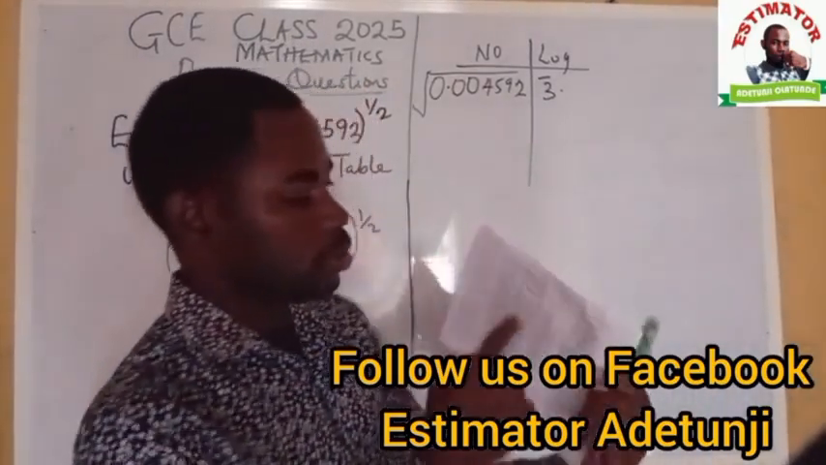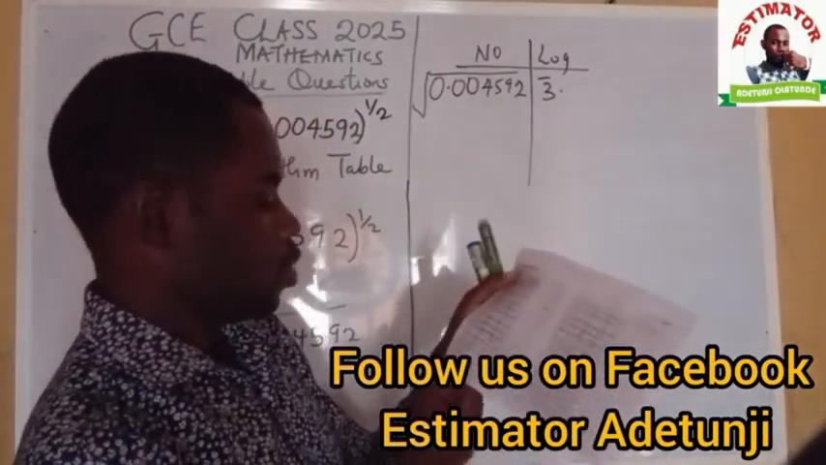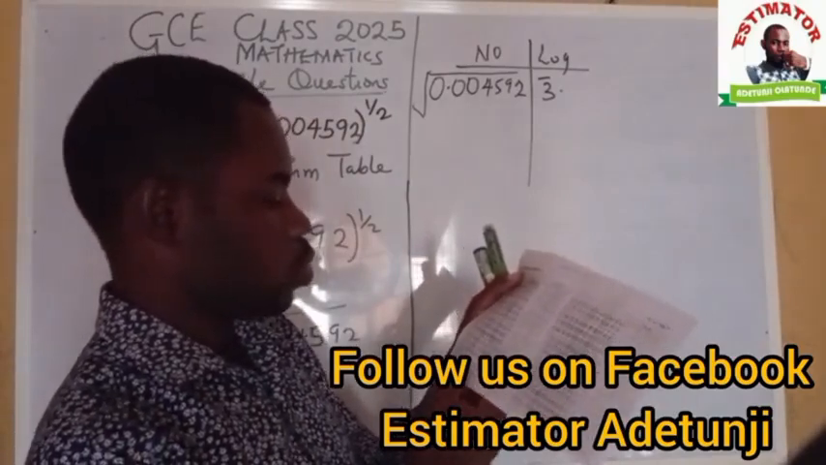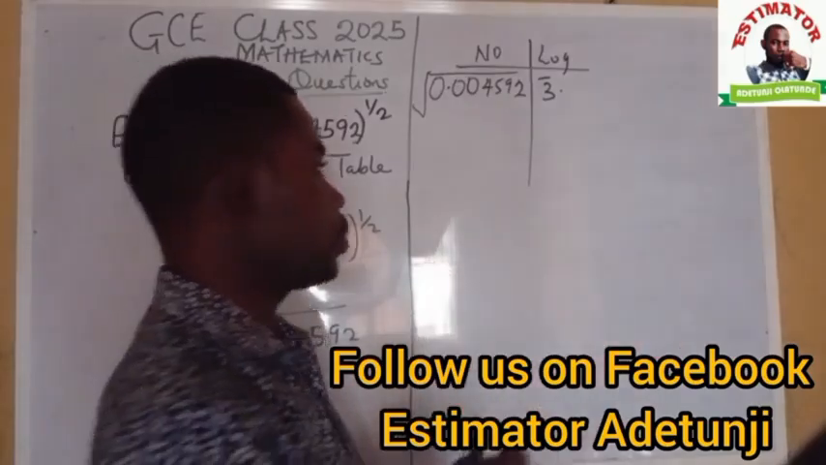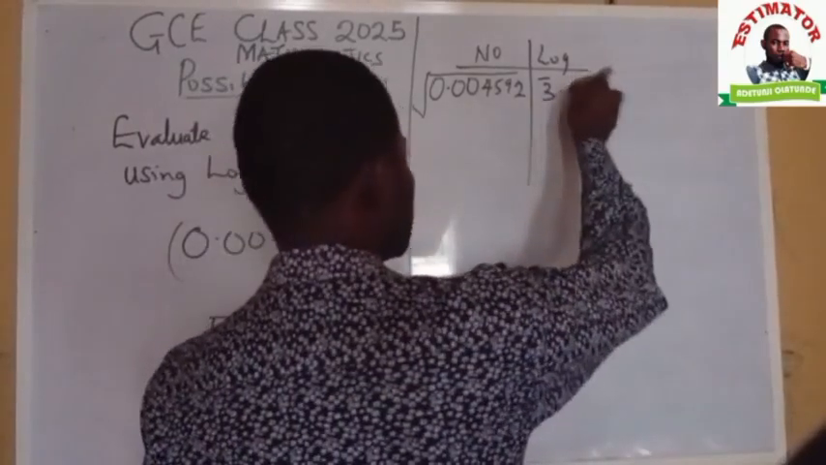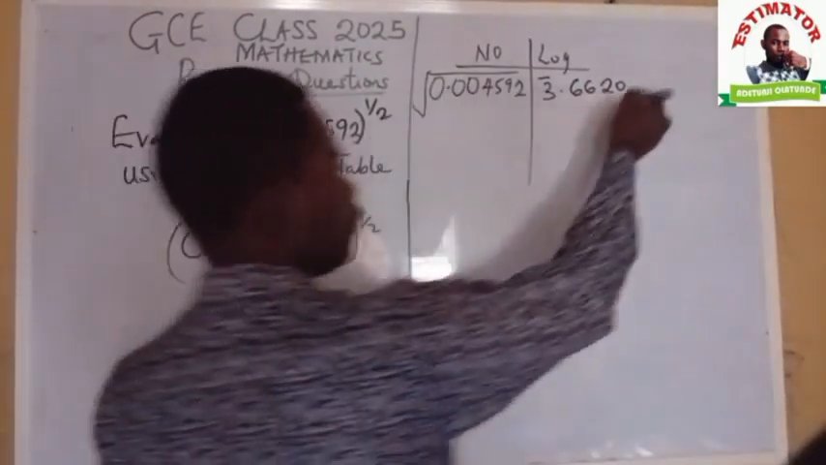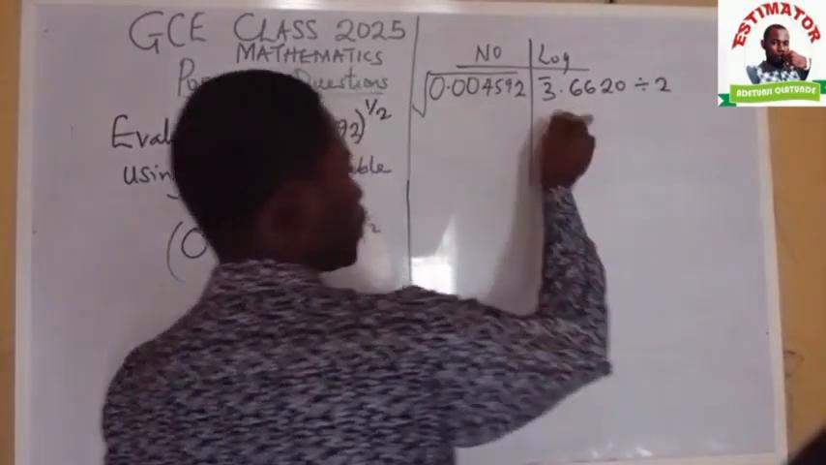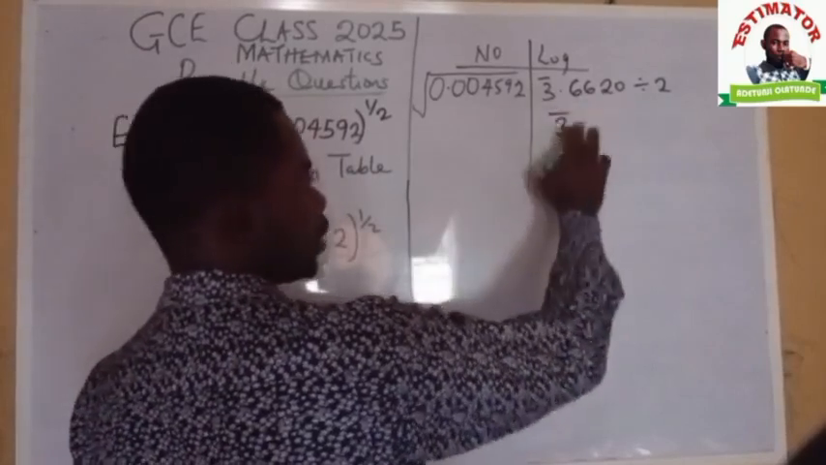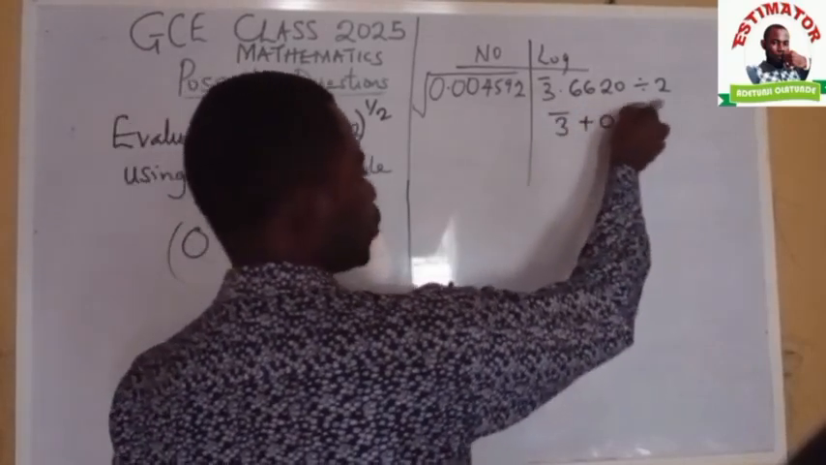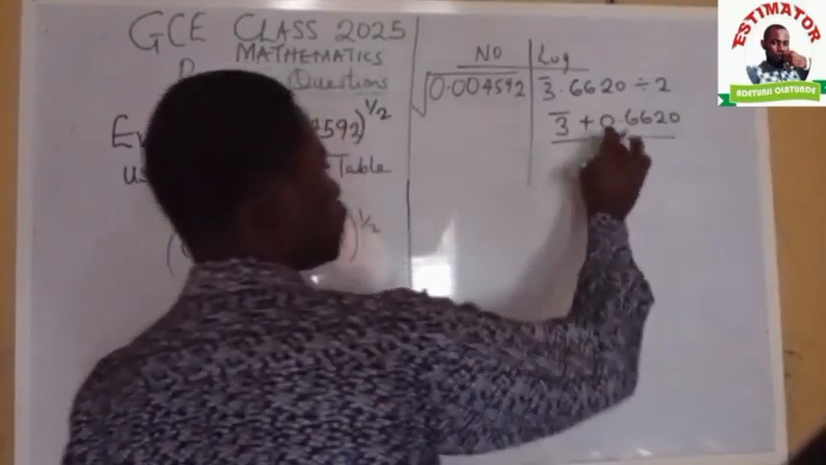I want to check on the logarithm side. On the logarithm side, 45 under 9 difference 2. So adding together, I'm having 6620. I'm having 6620. But you know, this is a root. It shows that I want to divide by 2. So I'll write it as bar 3, and with it, bar 3. That is, if you like, you can say bar 3 plus 0.6620 divided by 2. That's what I want to achieve right now.